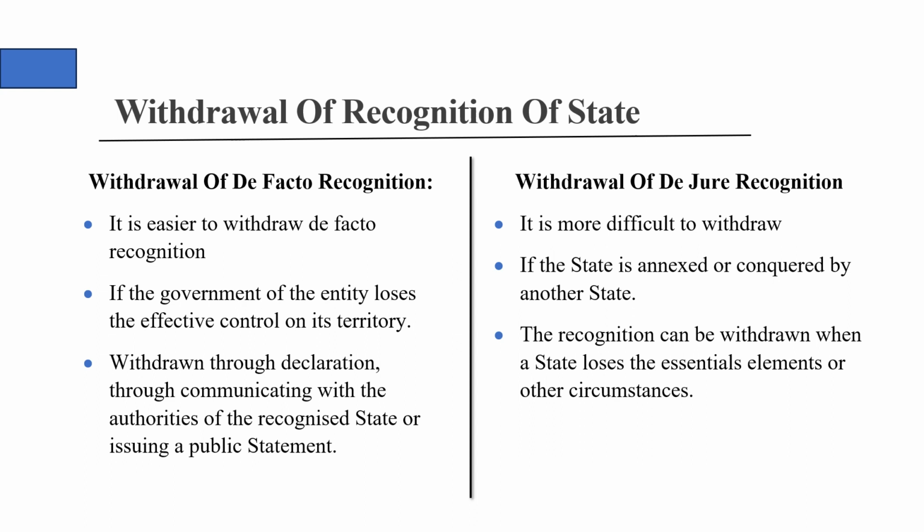Withdrawal of de jure recognition is difficult. It may happen only if the state is annexed or conquered by another state. This type of recognition can also be withdrawn when the state loses essential elements or attributes of statehood.